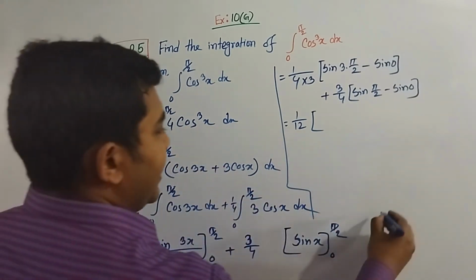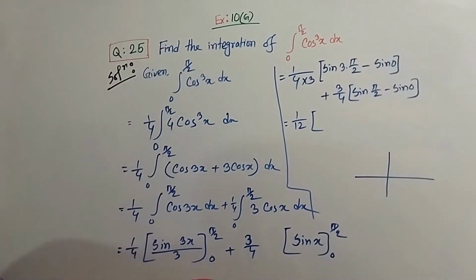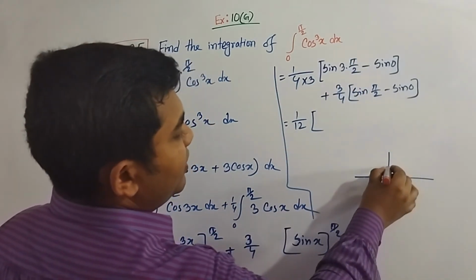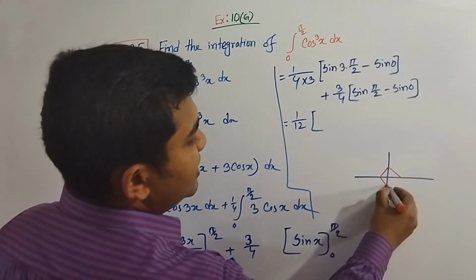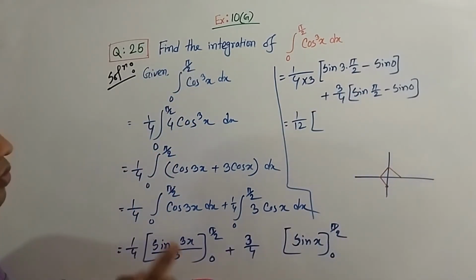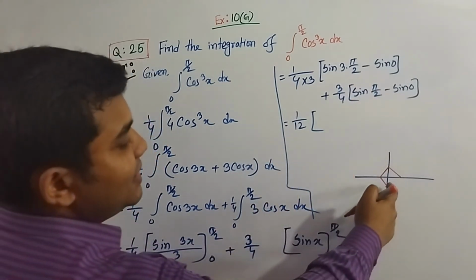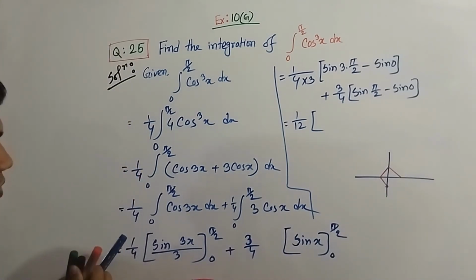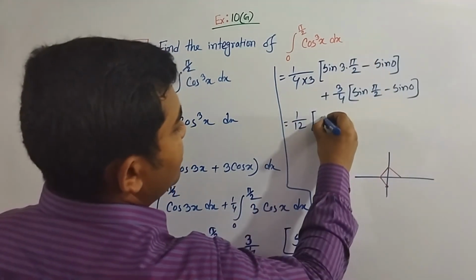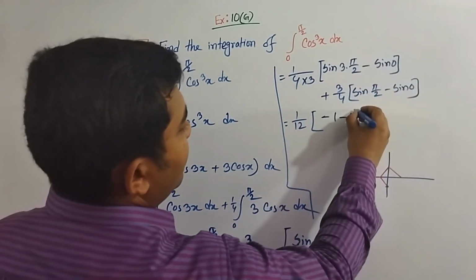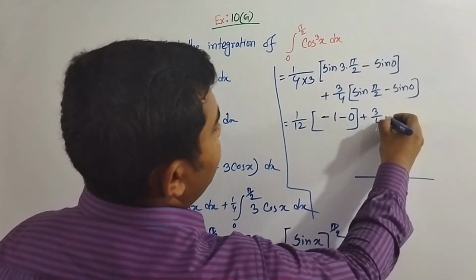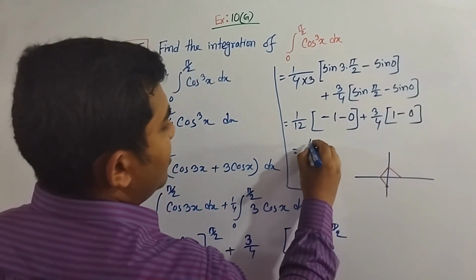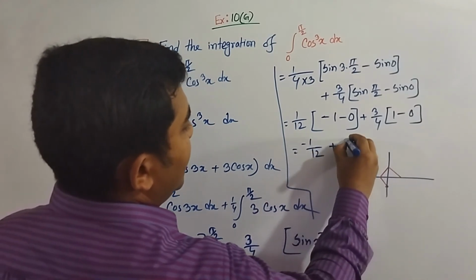We need to understand here again. Sin 3 into pi by 2, where is this actually situated? 1 pi by 2, 2 pi by 2, 3 pi by 2. That means this is the position where it's situated. We know sin pi by 2 is 1, but since this is not in the area where sine is positive, it should be negative. So sin 3 pi by 2 is minus 1, and obviously sin 0 is 0. It is 3 by 4 here, 1 minus 0. So we get minus 1 by 12 plus 3 by 4.